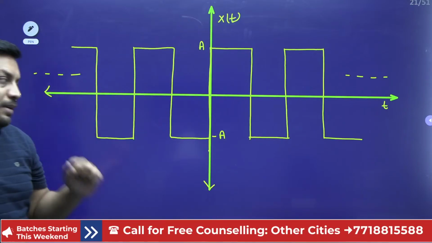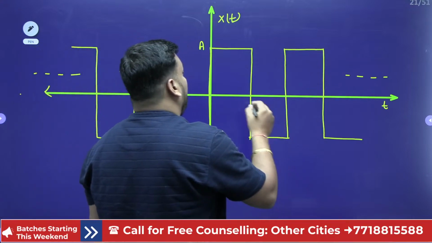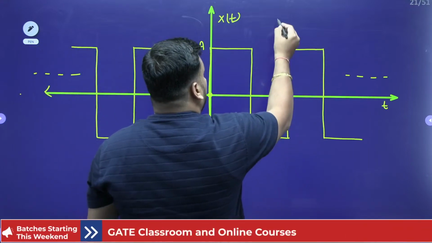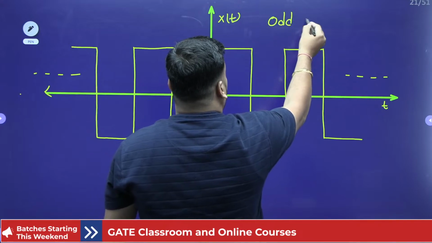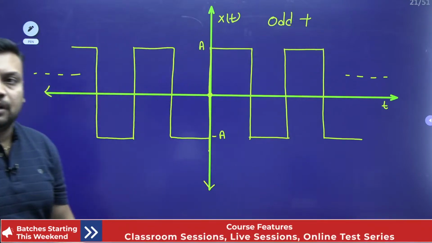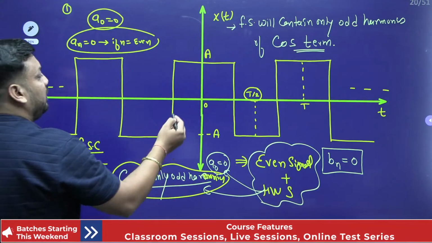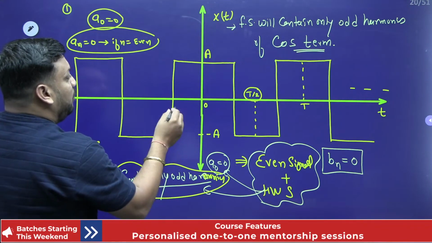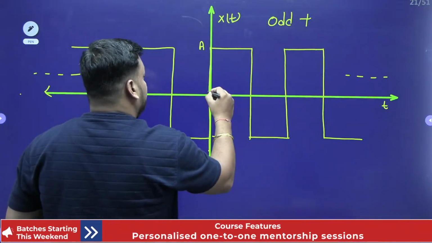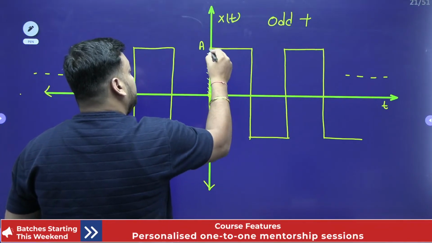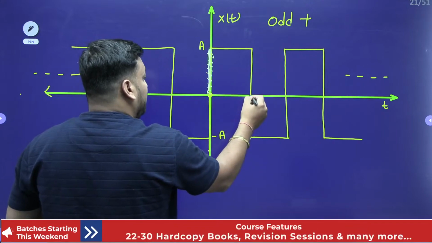Now you should tell me one thing, is this signal even or odd? The signal is 100% odd, sir. Now tell me, it satisfies which criteria? You will get to know, sir, here we are having a positive edge, and here we are having a negative edge.